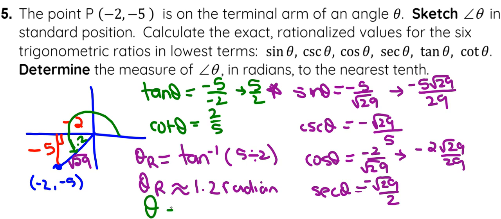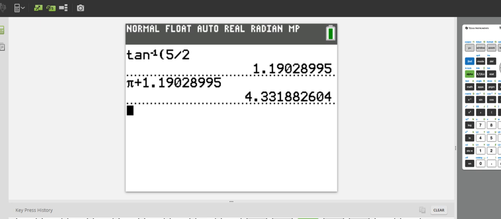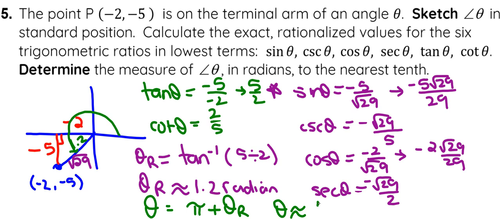So my angle is going to be pi plus my reference angle. So let's figure out what that is, and we want to the nearest tenth. So I'm going to do pi plus my reference angle. So I'm going to go pi, and then I'm going to add that to my reference angle. And to the nearest tenth, I get that the angle is about 4.3. So then I'll say that theta is about 4.3. Again, you can leave it like that, or you could write out radians if you prefer. But in the absence of a degree symbol, it will always be in radians.